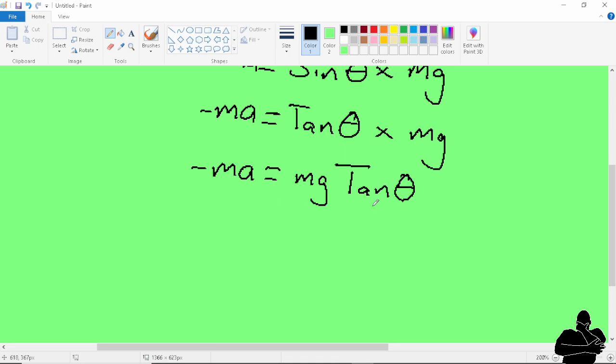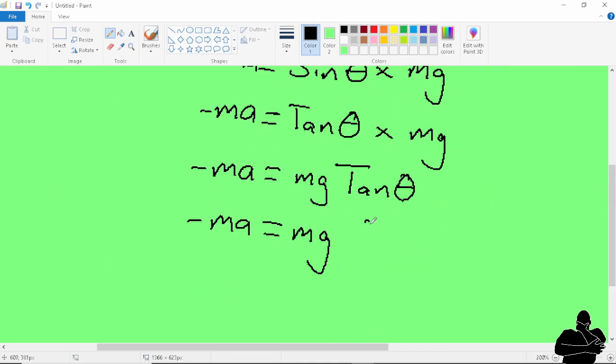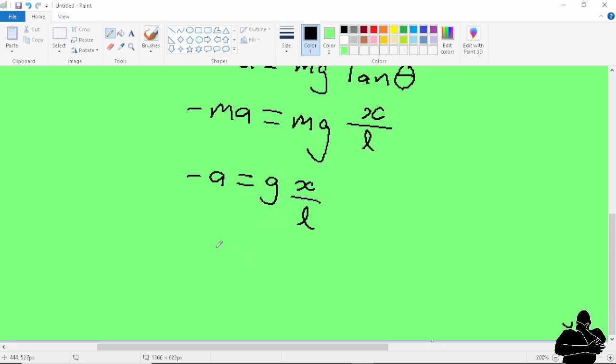So now we can rewrite the tan theta, and this is where the x comes in. Negative ma is equal to mg times tan theta. Tan theta is going to be the opposite, which is x, over the adjacent side, which is L. So we have mg times x over L. Now we can divide both sides by m, and we're left with negative a is equal to g times x over L. We can rewrite this and say that negative a is equal to g over L times x.